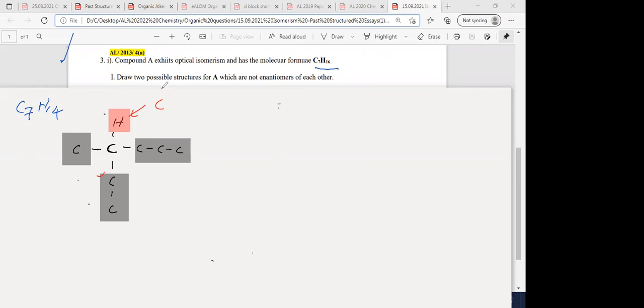Now can you continue the rest? Can you guess the other structure? Any possibility of change in this? Now I have to draw two optical isomers. Draw two possible structures which are not enantiomers of each other.